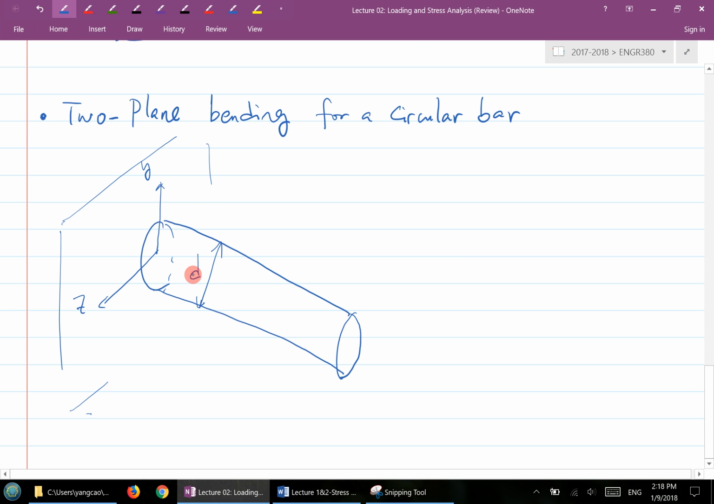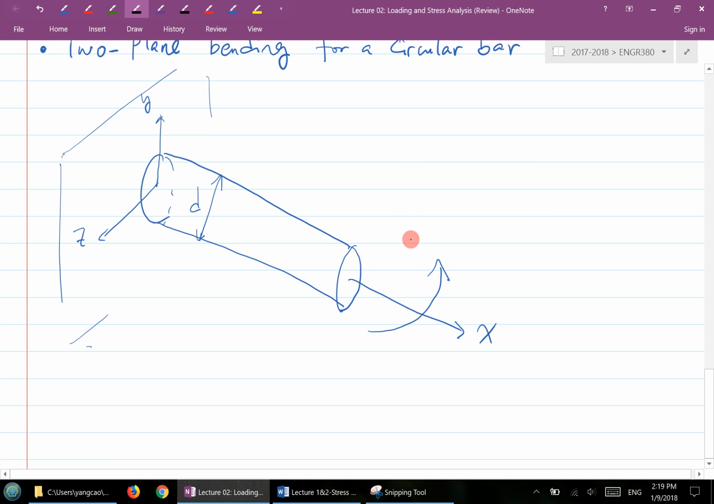The x-axis is this way here. And now here comes the loading condition. You're going to load this bar, you're going to bend this bar. One way is to bend it this way. So let's call this one moment here. It's like you're bending horizontally like that. And then the other direction of bending could be this way here.